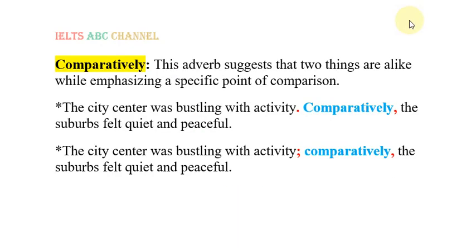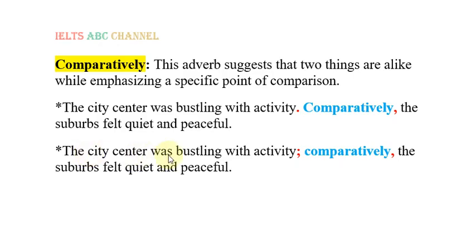And here is the last word, comparatively. This adverb suggests that two things are alike while emphasizing a specific point of comparison. The city center was bustling with activity, means it was so busy. Comparatively, the suburbs felt quiet and peaceful. Quiet and peaceful. Well, you have comparatively here. Before that, you have one period, capital C, and you have one comma after that.